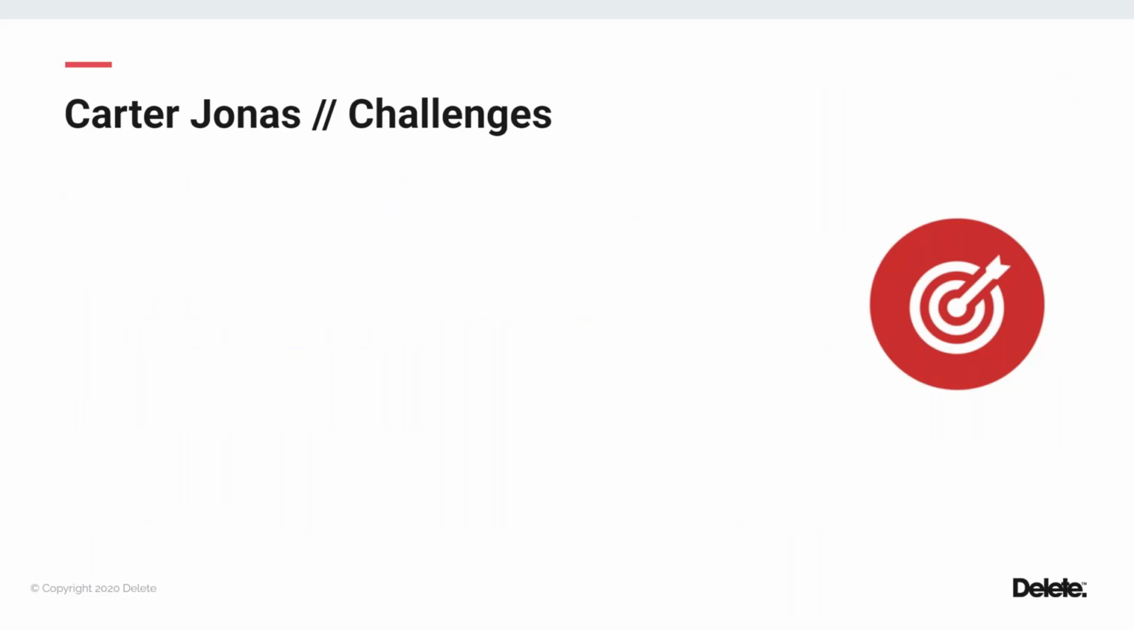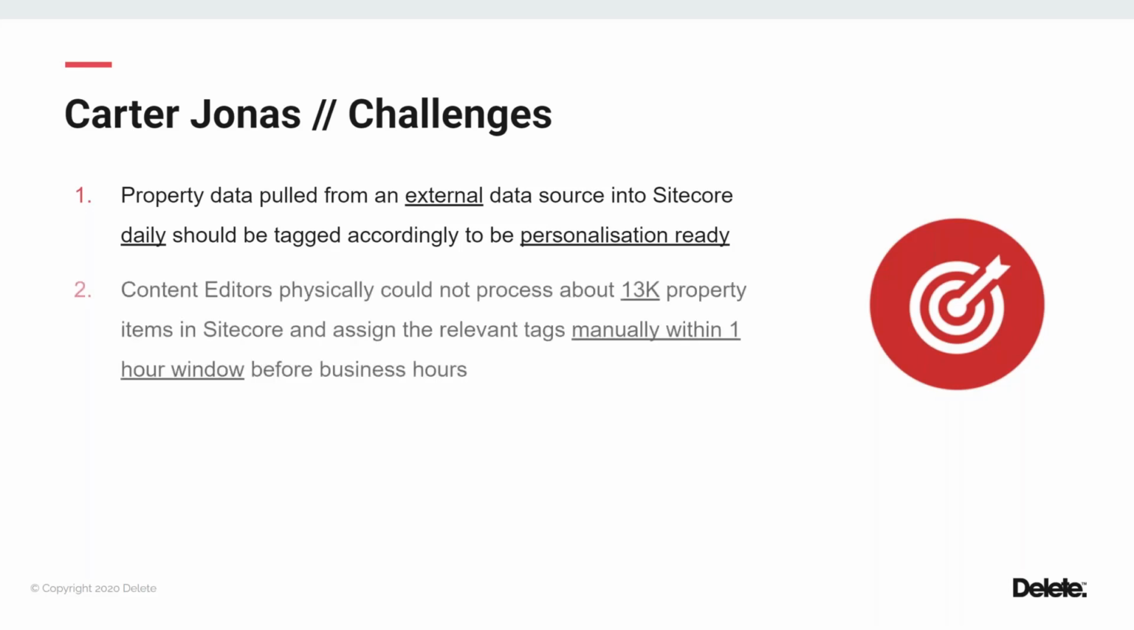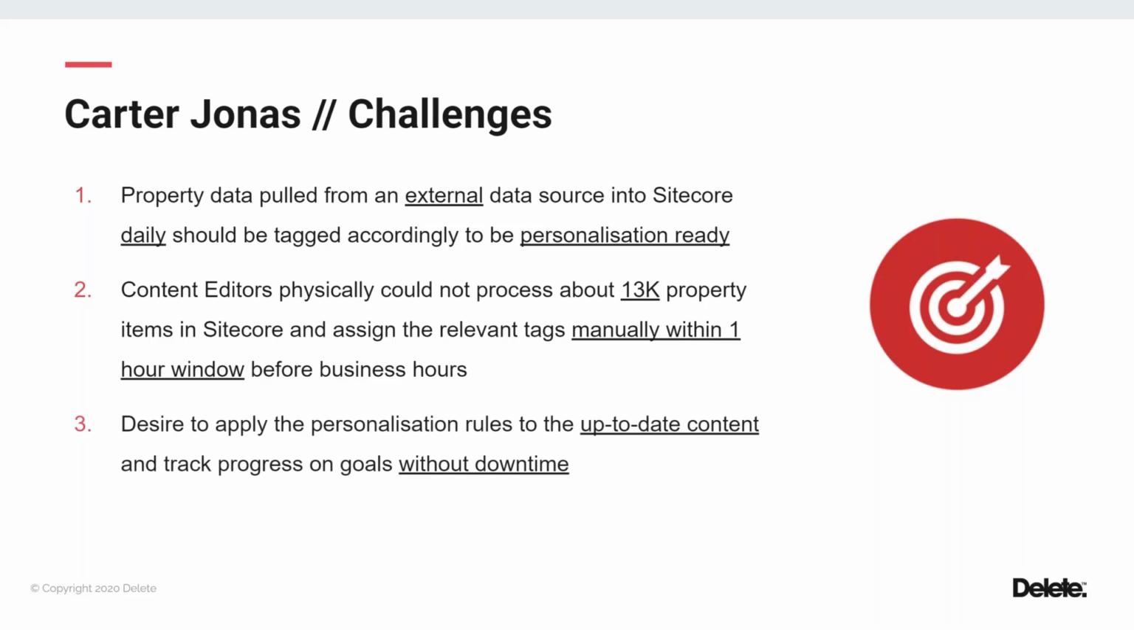Now let's look at challenges. As with any other big project, the main challenge was that property data is being pulled from an external data source into Sitecore every day and should be tagged accordingly to be personalization ready. Number 2, content editors physically could not process about 13,000 property items in Sitecore and assign the relevant tags manually within just a 1 hour window before business hours. And number 3, we all had a desire to apply the personalization rules to the up-to-date content and track progress on goals without any downtime.